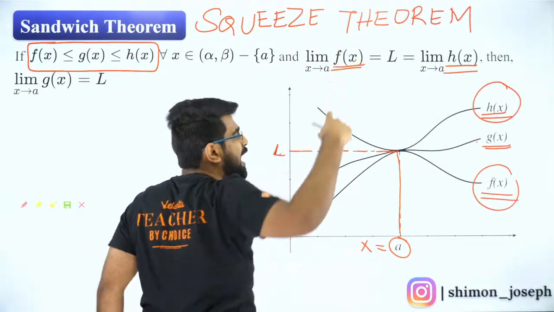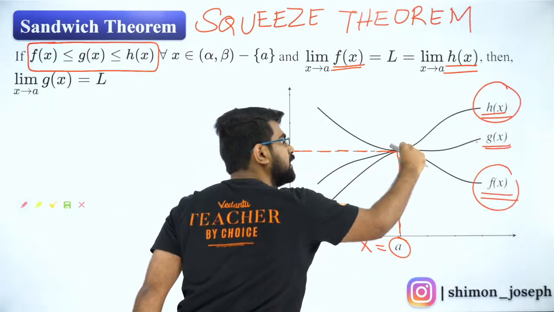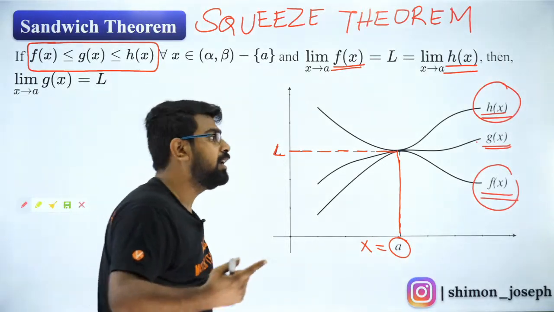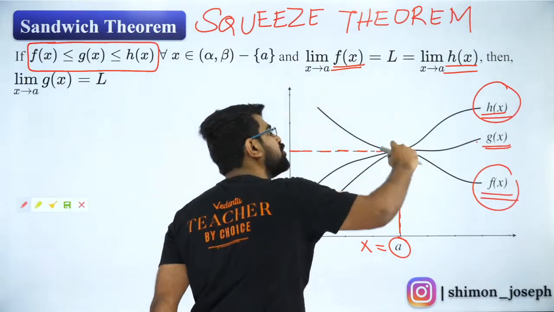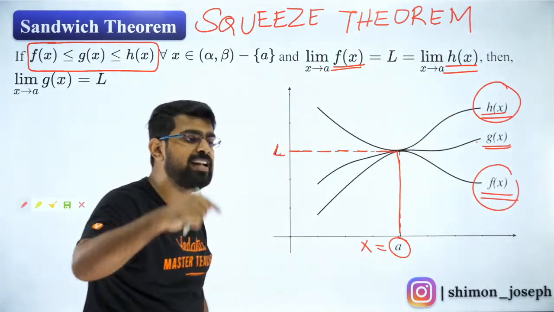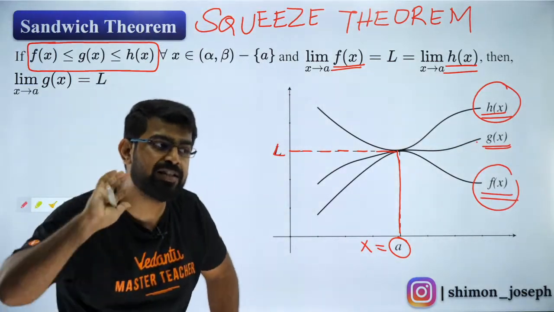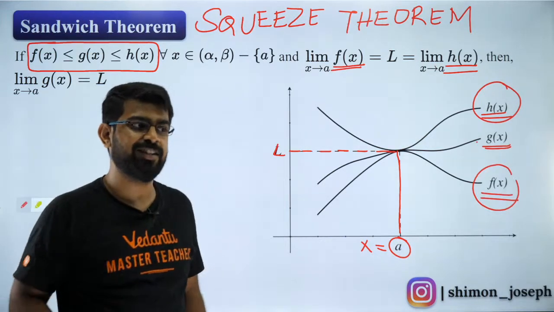So your top and your bottom is squeezed at this point, which naturally means the middle one also should be squeezed, because the middle one is always in between top and bottom. Are you guys clear? Fantastic, right?